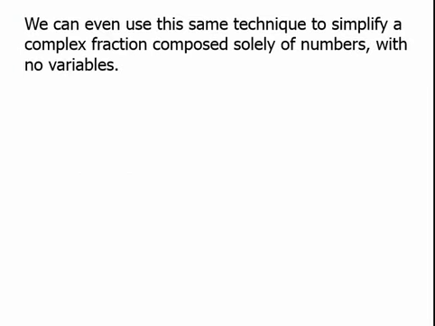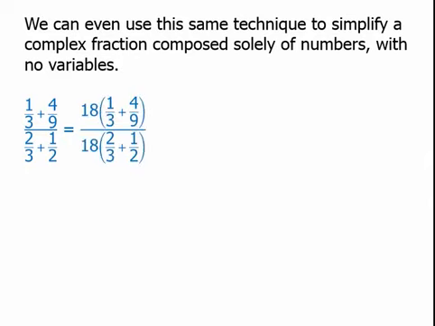We can use the same technique to simplify a complex fraction composed solely of numbers, with no variables at all. So for example, if we had this, and we wanted to simplify that, well, the least common multiple of 3, 9, 3, and 2 is 18. We multiply by 18, we get 6 plus 8 over 12 plus 9. That gives us 14 over 21. We can cancel the 7s, and this equals 2/3. So that whole complex fraction at the beginning simplifies to 2/3.